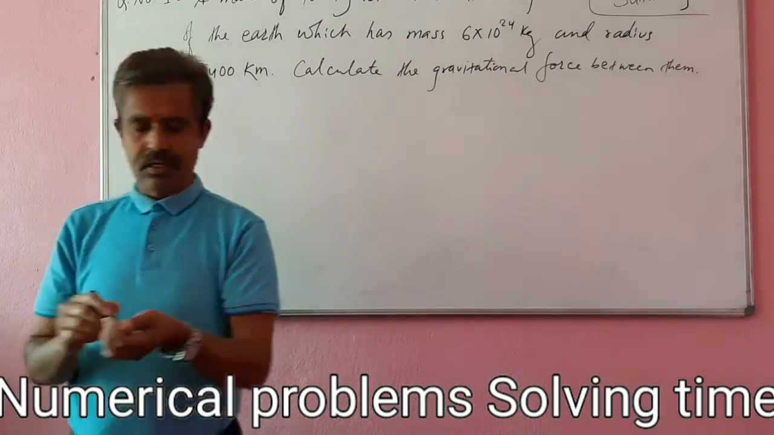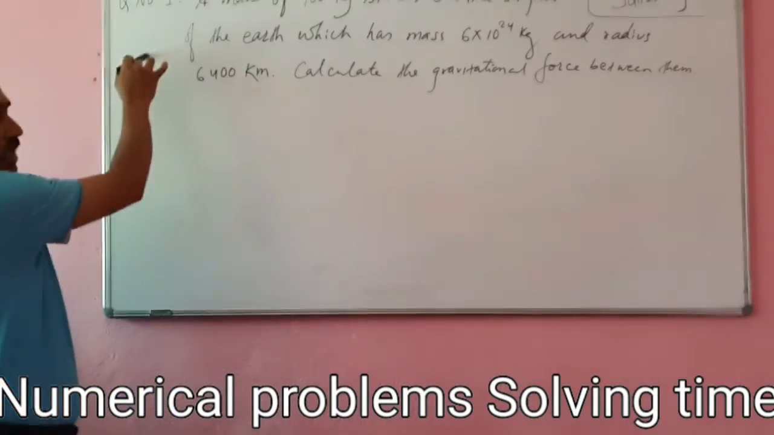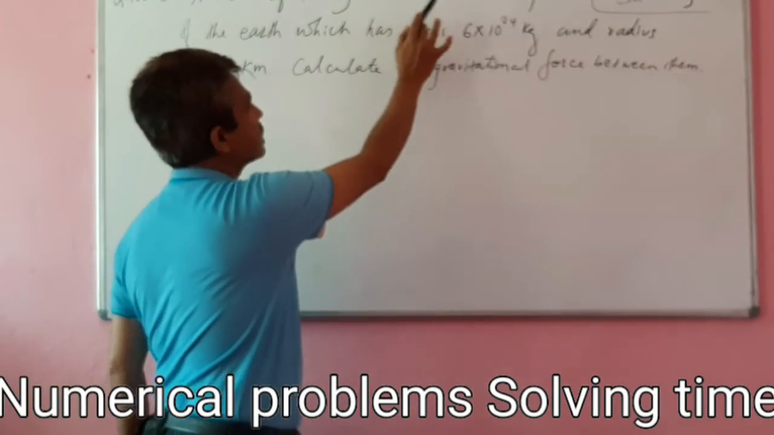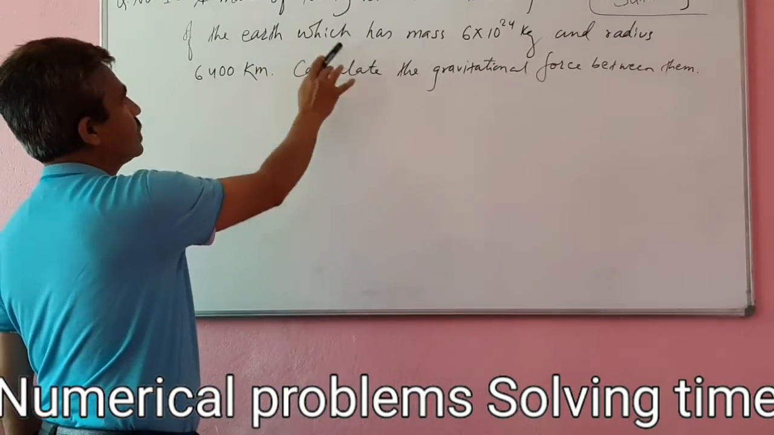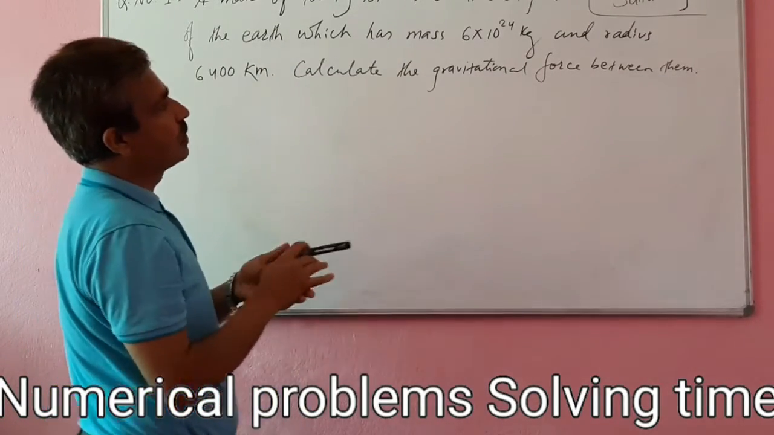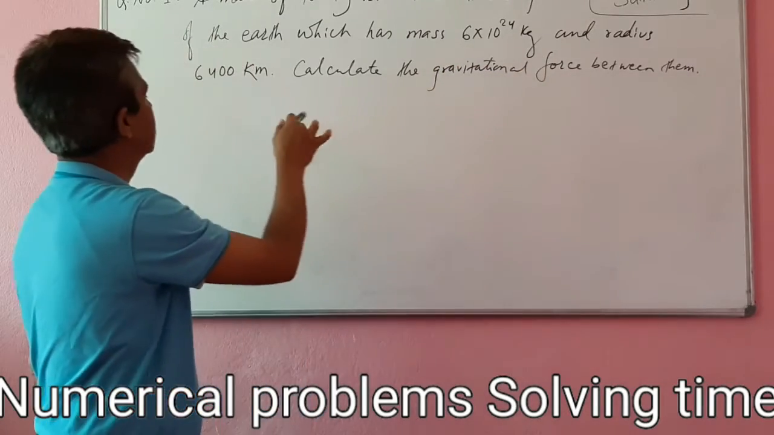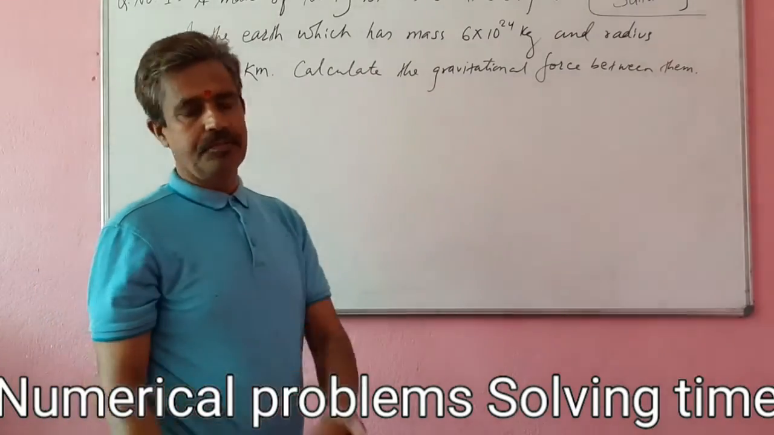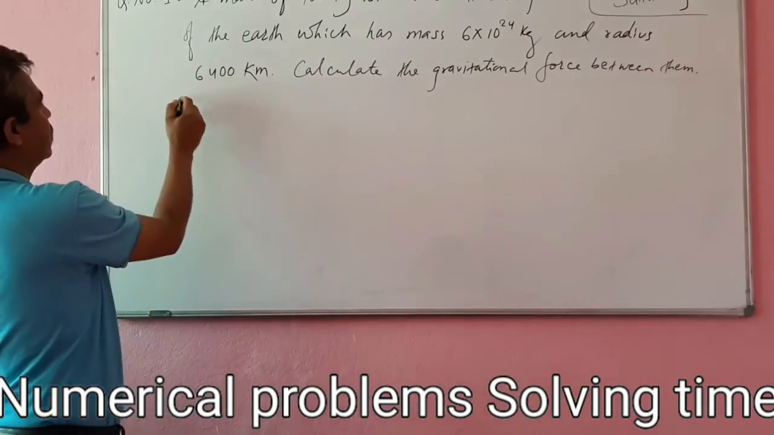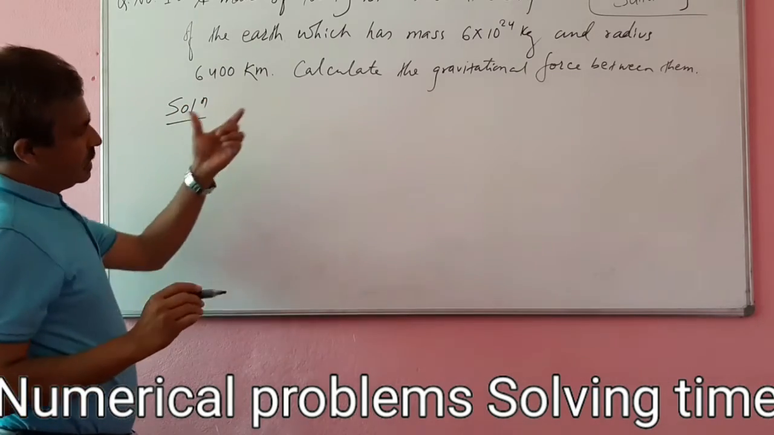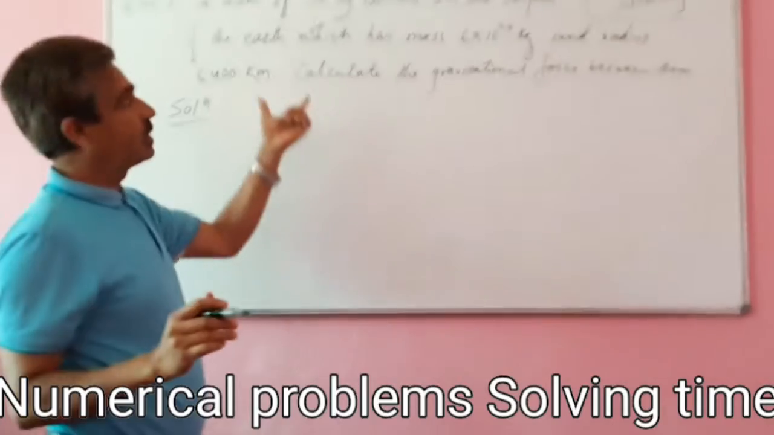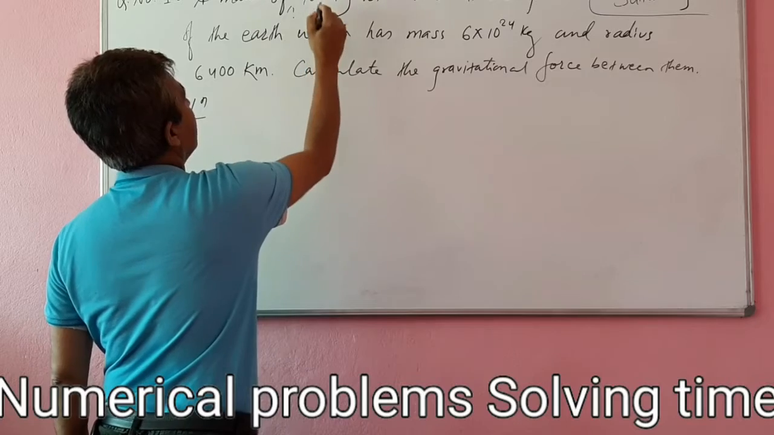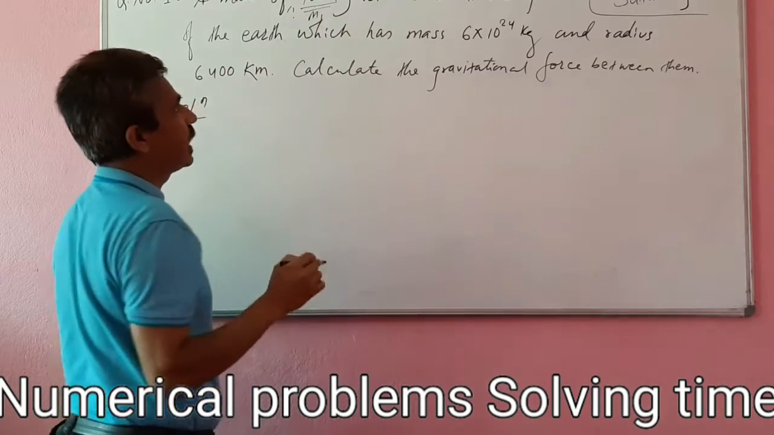Let's read the question once again. We are discussing a numerical problem. A man of 100 kg stands on the surface of the earth, which has mass 6 times 10 to the power 24 kg and radius 6,400 kilometer. Calculate the gravitational force between them. So, first what to do? Solution. In this question, what is given? Mass 100 kg. Suppose this is M1.